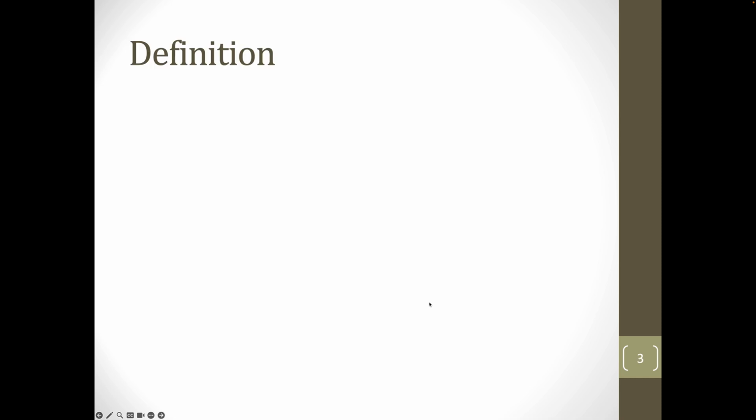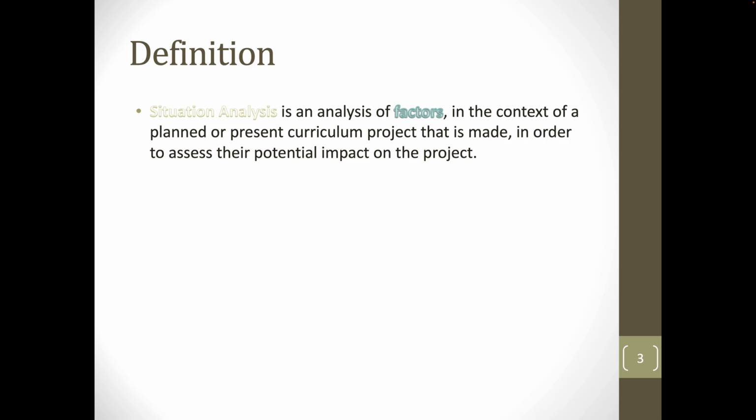So let's start with the basic definition of situation analysis. What is it? Situation analysis is an analysis of the factors in the context of either a planned or present curriculum project that is made in order to assess their potential impact on the project. And these factors may be either political, social, economic, or institutional.